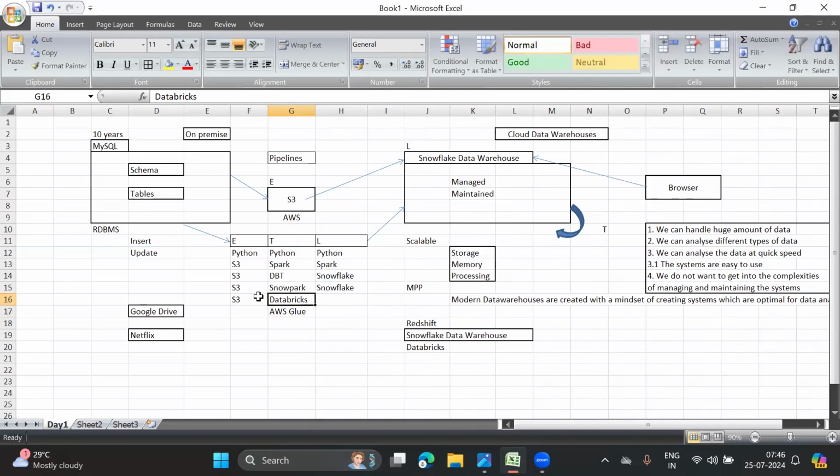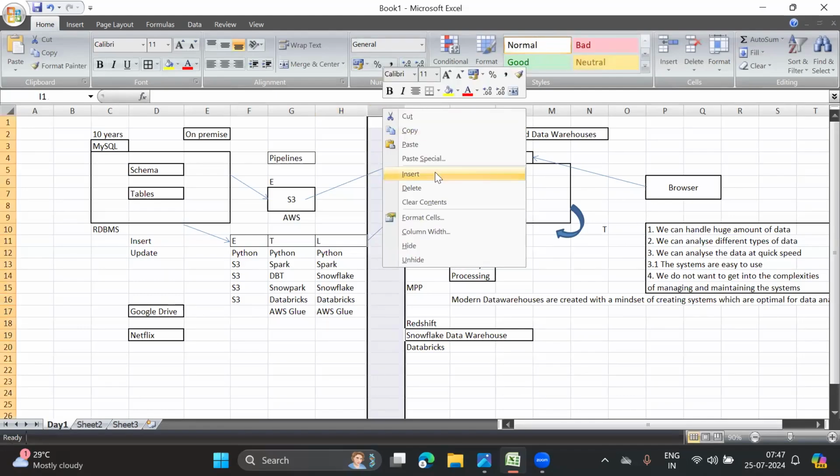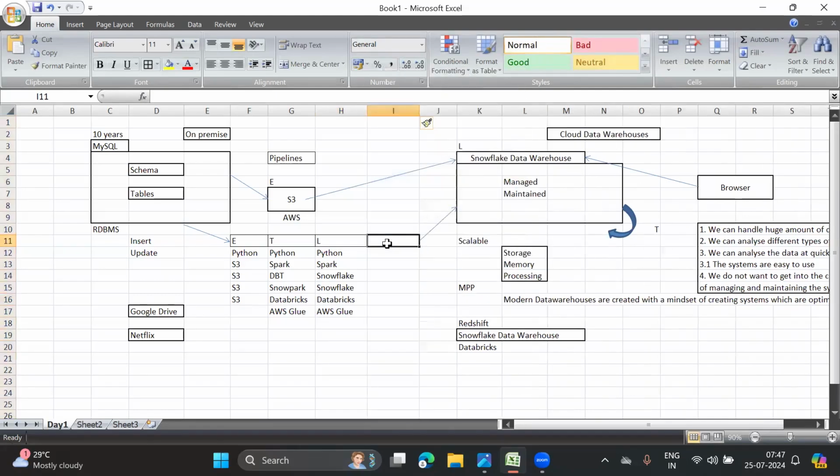You can also load the data again using Databricks. You can do all these things over here. Whereas our target, I'll mention one more column over here, the target system. In this case, we are interested in migrating the data to the Snowflake data warehouse. I'll mention SDW.